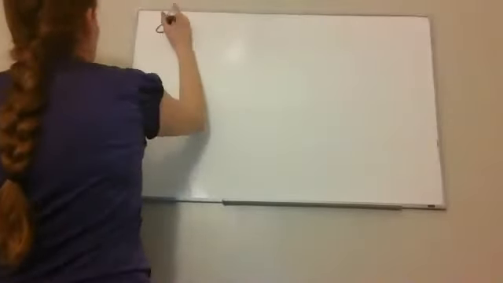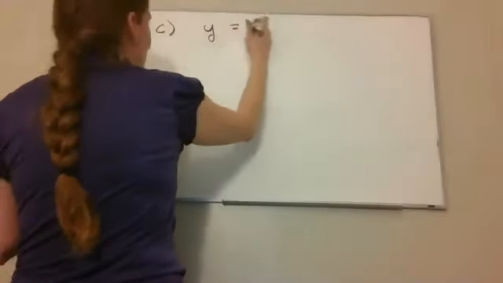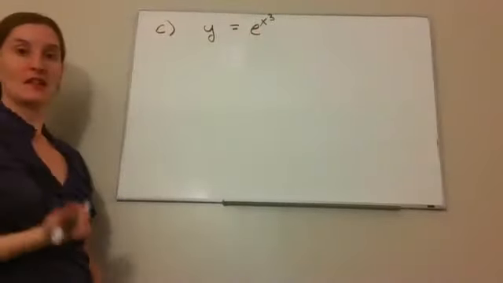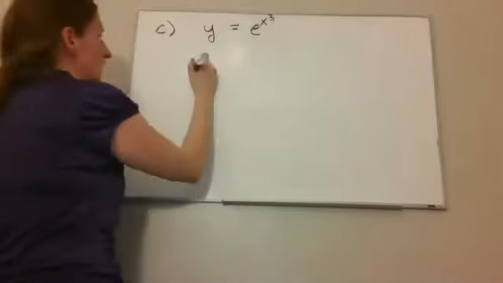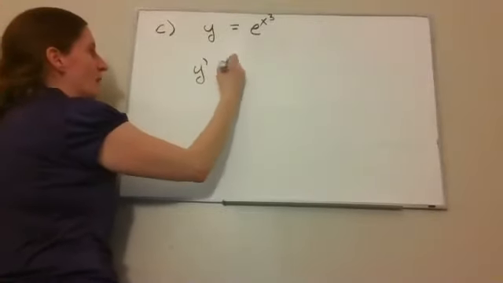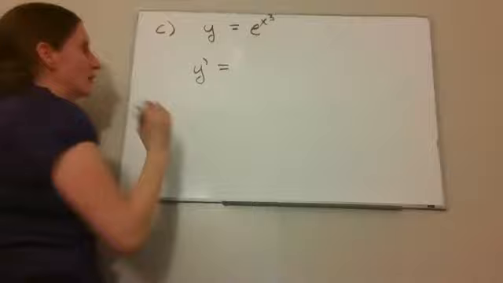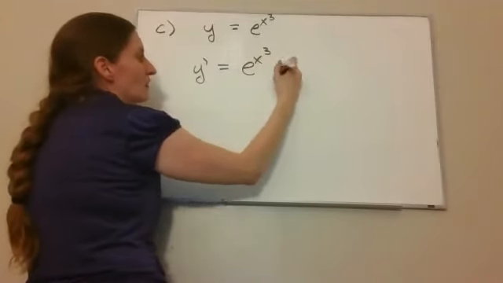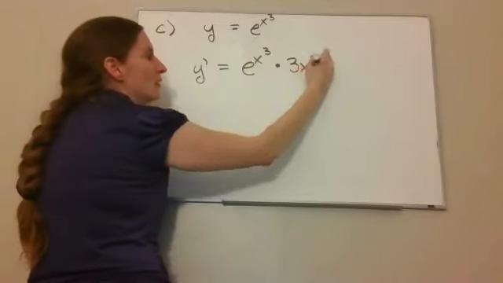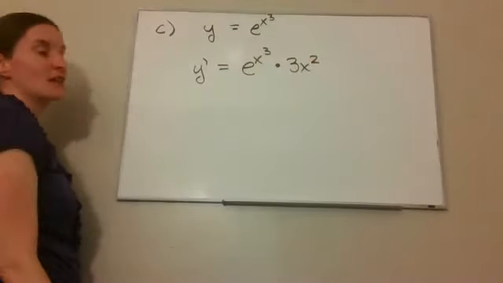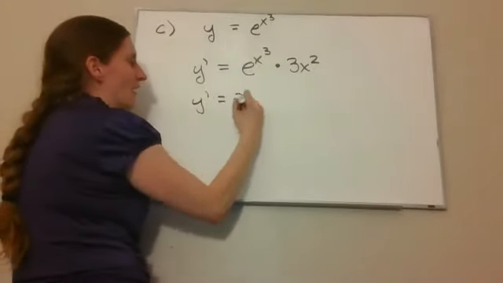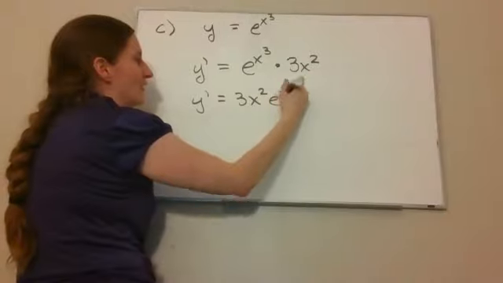Part C, differentiate y equals e to the x to the third. This is another chain rule. We have an exponential function and a chain rule. So the derivative is itself times the derivative of its exponent. E to the x to the third times 3x squared, which you can rewrite as 3x squared e to the x to the third.